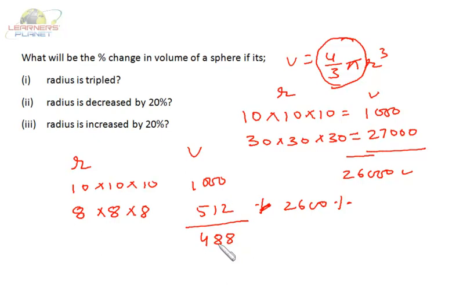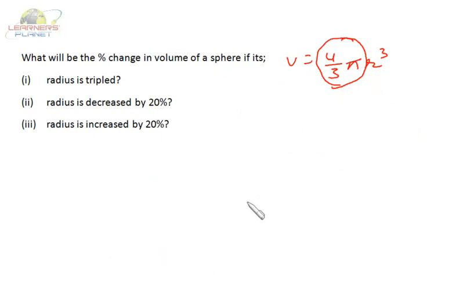Definitely there is a downfall. On 1000 the downfall is 488. That means on 100 the downfall will be 48.8. That means the overall downfall is 48.8%. Isn't it very simple? You're just getting the difference from 1000 and converting it to 100. Okay, just reducing a 0. Definitely the problems become very simple if we take the initial value of the variable as 10.